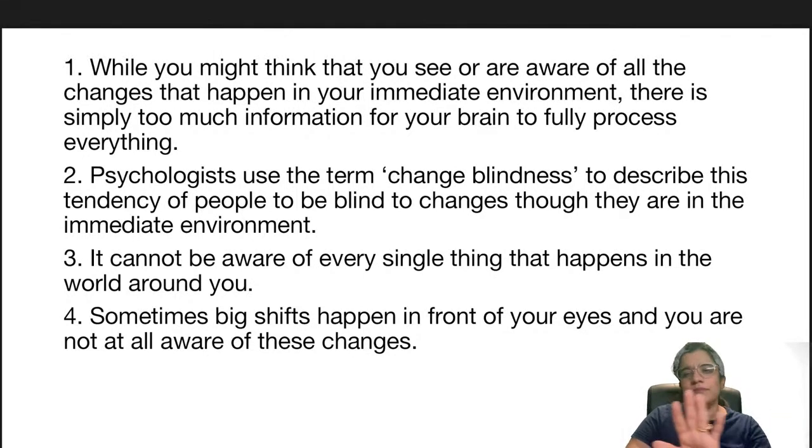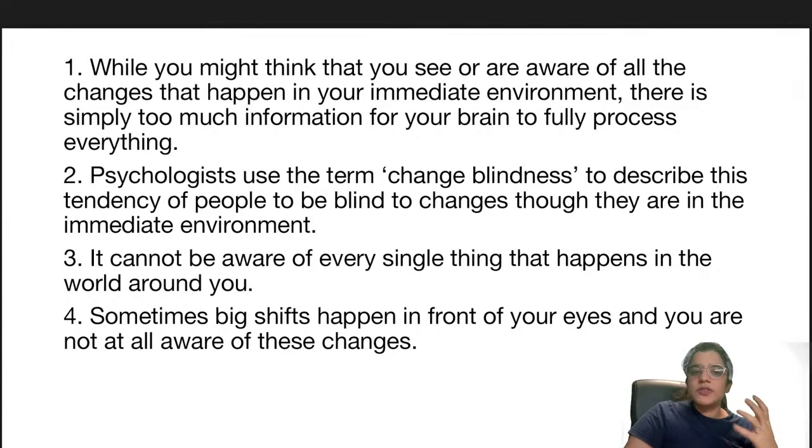I'm certainly going to avoid it. Right? So let's just try and keep the fourth option as the opening statement. ठीक है. ओपनिंग स्टेटमेंट क्या है? Sometimes big shifts happen in front of your eyes and you are not at all aware of these changes.